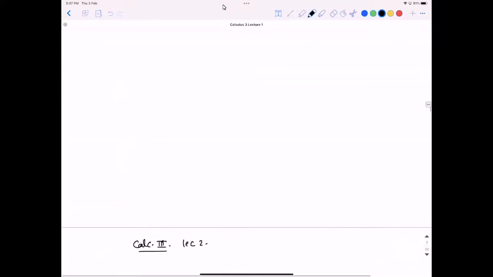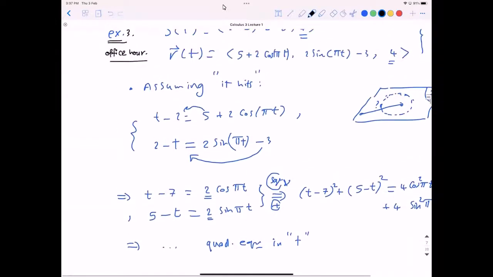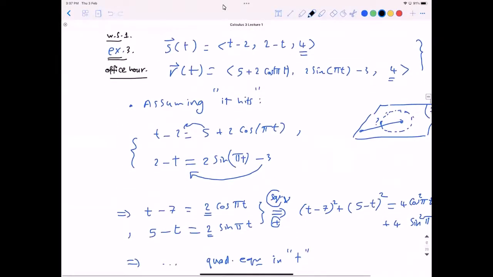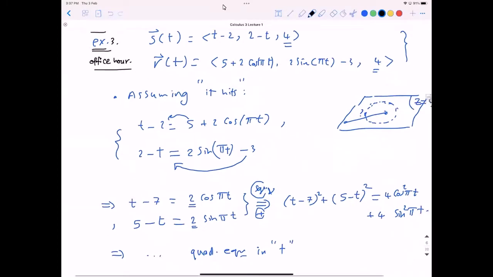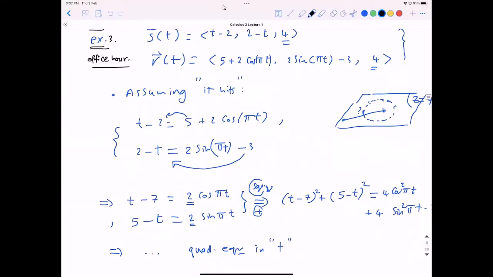Some of your colleagues asked in the office hour about the third question in the worksheet you had last time. It was this worksheet, this exercise. It asks you about the time at which the missile hits the plane, or whether it hits at any time. It may not hit if there is no solution. So the clue was there with you, how to solve these equations.